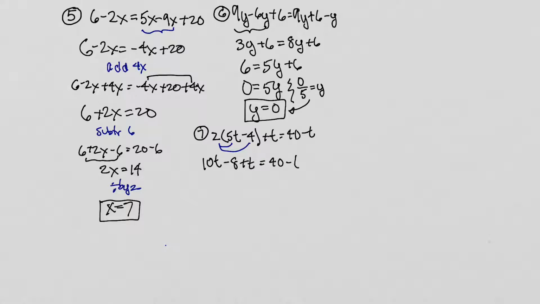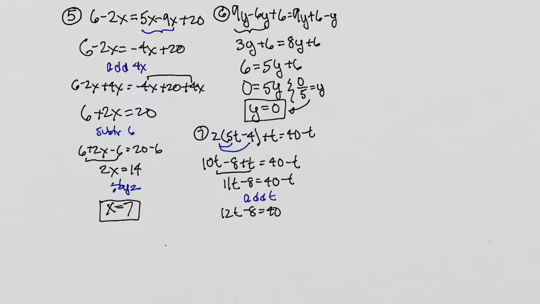Equals 40 minus t. And then on the left side, 10t plus t, that's 11t minus 8 equals 40 minus t. And you can see we've got t's on both sides. I've got 11 over here, and I'm down 1 over here, so I've got more on the left. Let's get all the t's on the left side. So let's add t, right? So the plan here is to add t. So if we do that, we will get 11t plus t. 11t plus t is 12t minus 8.